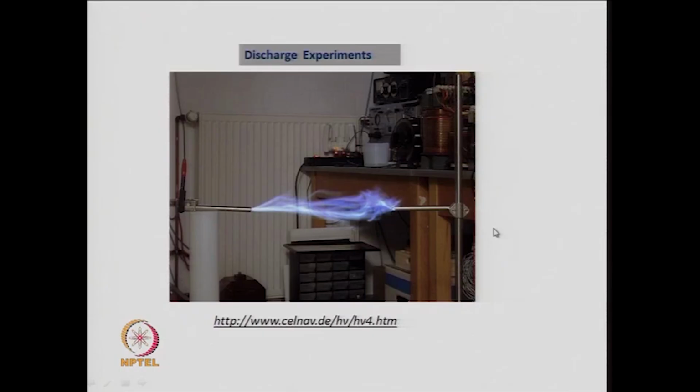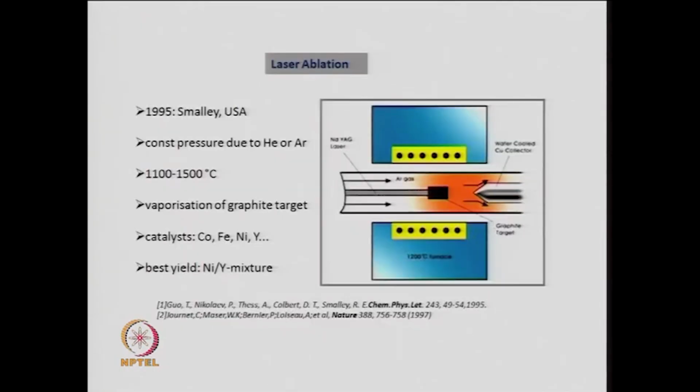From that deposit you can extract the carbon nanotubes. Now, laser ablation was developed by Richard Smalley at Rice University in Texas, USA, in 1995. What he did was take a graphite target. So, you take a piece of solid graphite and use a laser beam on top of the graphite target, which is heated by a furnace. The furnace is around it, and it has a temperature of around, say, 1200 degrees centigrade.